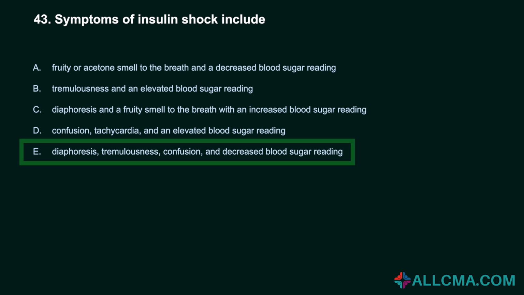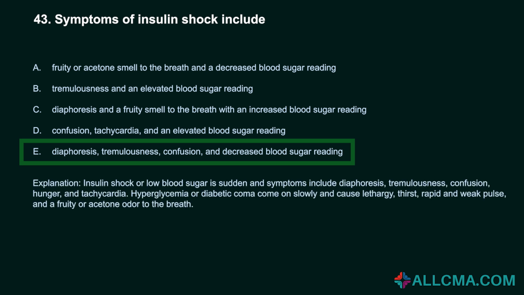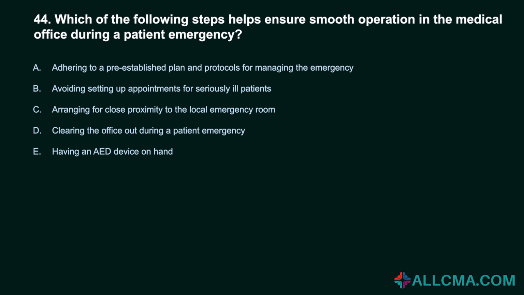Correct answer: diaphoresis, tremulousness, confusion, and decreased blood sugar reading. Insulin shock or low blood sugar is sudden and symptoms include diaphoresis, tremulousness, confusion, hunger, and tachycardia. Hyperglycemia or diabetic coma come on slowly and cause lethargy, thirst, rapid and weak pulse, and a fruity or acetone odor to the breath.